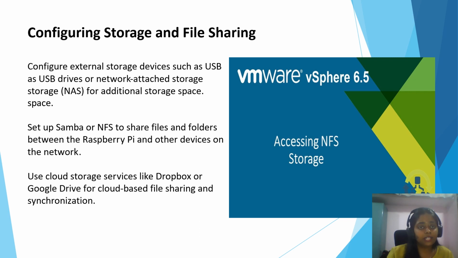Moving on to the next slide, we have configuring storage and file sharing. Configure external storage devices such as USB devices or network attached storage, that is NAS, for additional storage space. Set up Samba or NFS to share files and folders between the Raspberry Pi and other devices on the network. Use cloud storage services like Dropbox or Google Drive for cloud-based file sharing and synchronization.